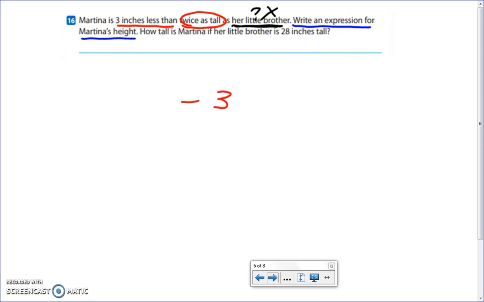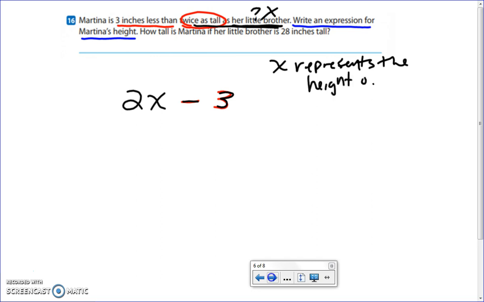So she is 3 inches less than whatever her little brother is times 2, twice as tall as her little brother. We don't know her little brother's height, so we call that 2x, twice as tall as him. X represents the height of the little brother in this case. It's important to know what our variable stands for. Okay, this is my expression, and I know that x represents the height of her little brother.